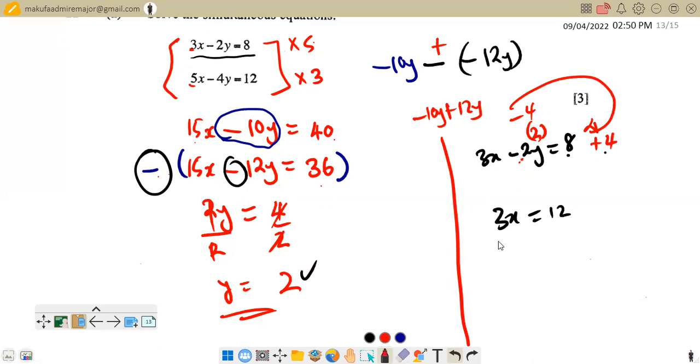Okay, so how do I find x? Just divide by 3 both sides. So this can cancel. I've got x, which is equal to 12 over 3. That is a 4. So that is what I'm going to have here as the value of x.